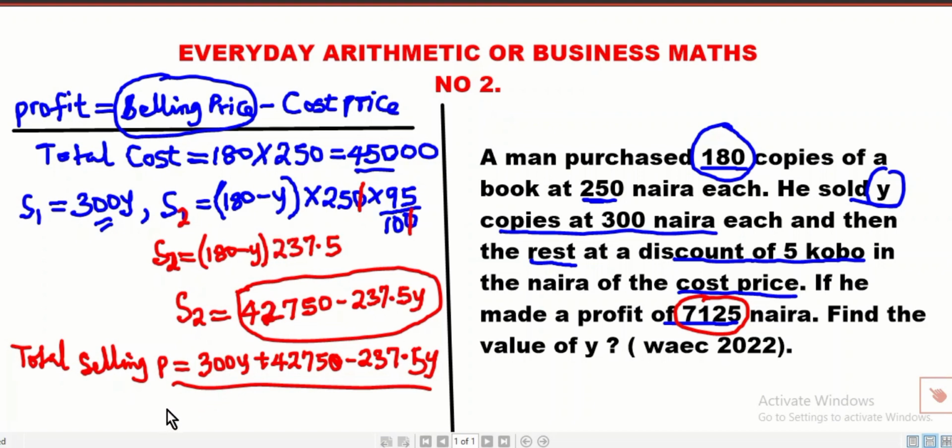Let me finish the rest of it. The total selling price is going to be equal to 300Y minus 237.5Y. I'm going to have 62.5Y, then plus 42,750. This is the selling price.